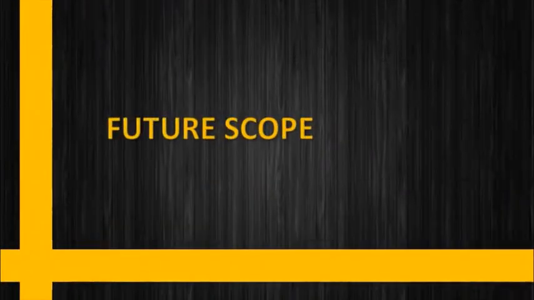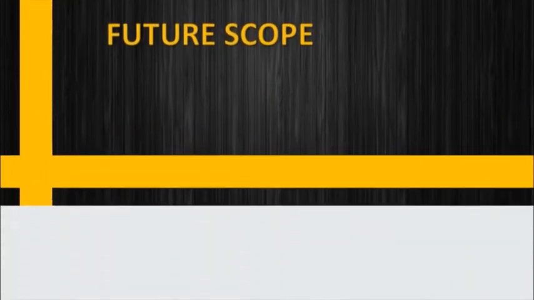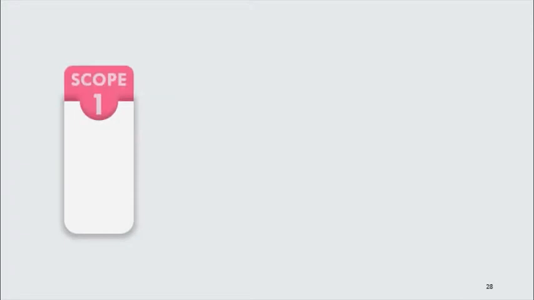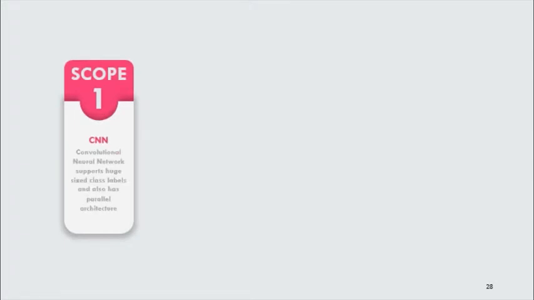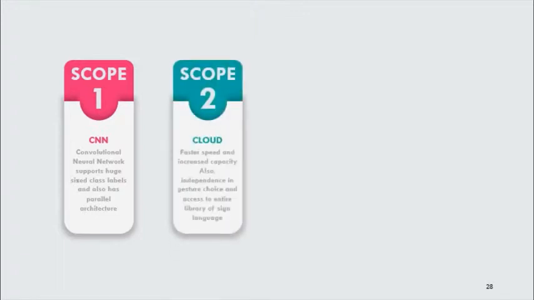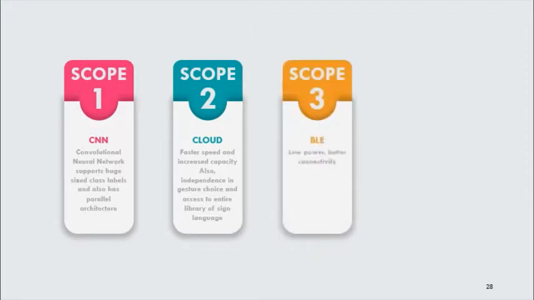Future scope. Convolutional neural networks will allow us to have large-sized class levels, and it also supports parallel architecture. Cloud deployment will ensure faster speed and increased scalable capacity. Users will have the independence of downloading sign language libraries, and the process will be entirely automatic. Bluetooth Low Energy will ensure low power and better connectivity.